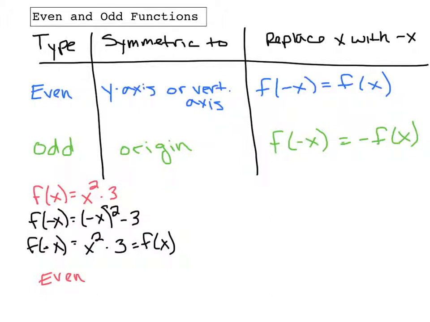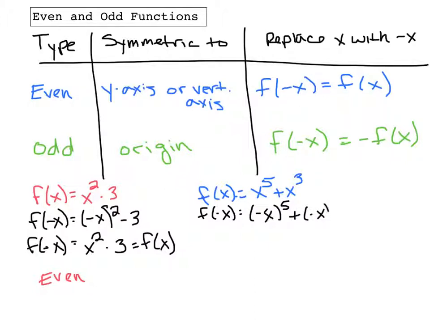Let's try a different one. Let's try f of x equals x to the 5th plus x to the 3rd. Now if we were to test this, we would do f of negative x and plug it in. Simplify. Now we want to see if, well, I know it's not going to be equal to x to the 5th plus x to the 3rd, so I know it's not even.